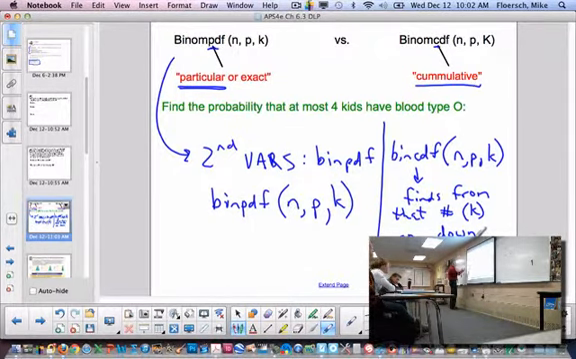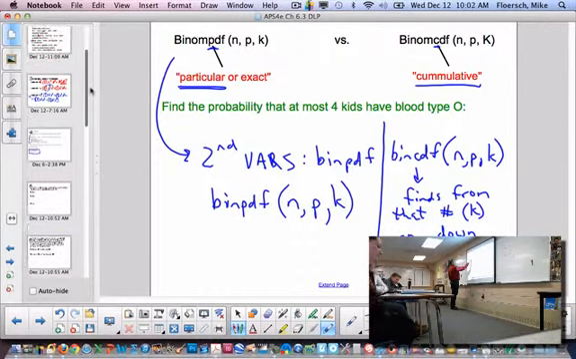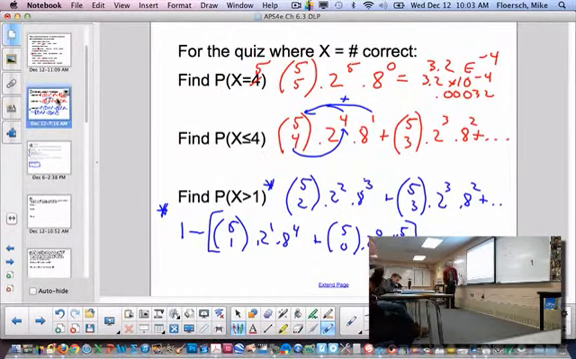So let's go back now to this scenario. Back to the quiz. And let me write this one in black. First one was find the probability x equals 5. Is it a particular, a specific one, or is it a cumulative? It's a particular because it's equal, right? So it's a particular number.